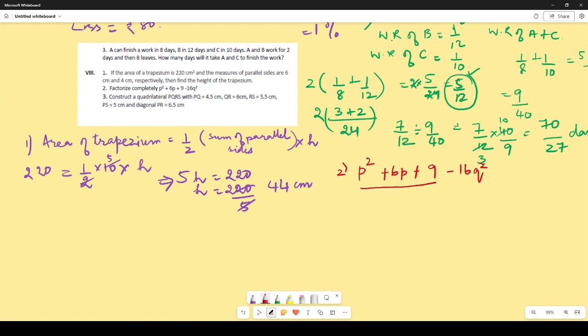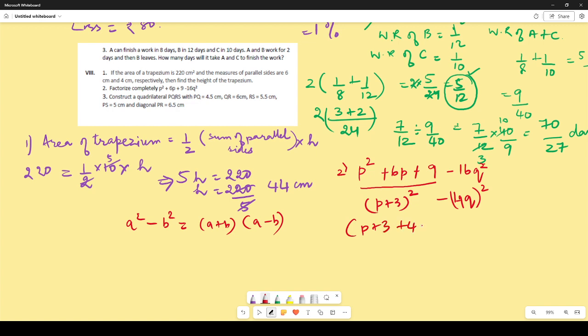If you look at this, this is a perfect square trinomial. This is a perfect square trinomial for p plus 3. Now this is a perfect square for 4q. So now we have a square minus b square identity. So a square minus b square is what? A plus b into a minus b. So what we have over here is p plus 3 plus 4q into p plus 3 minus 4q. That should have been your answer.